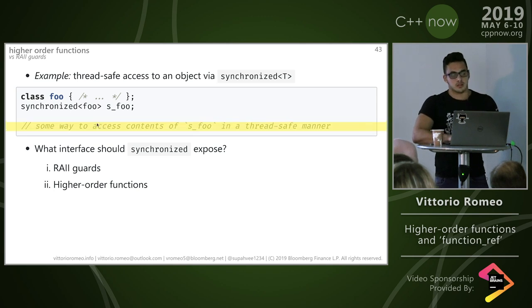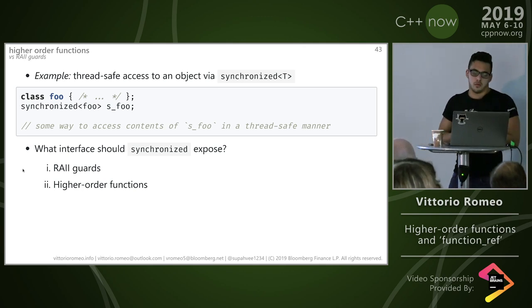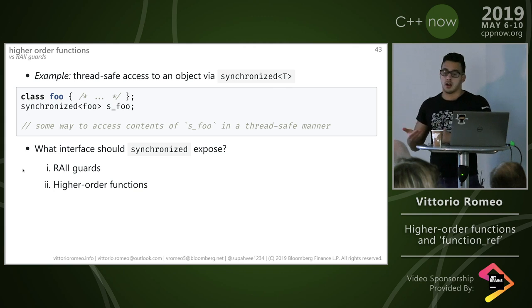So now the problem is, what interface do we expose that allows the user to access the underlying Foo? We have a few choices, two of which are RAII guards and higher order functions. So let's see how they compare.